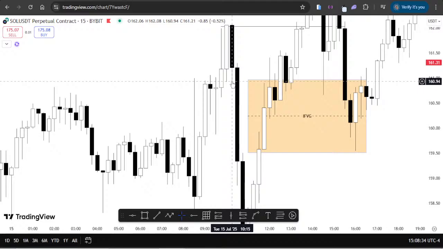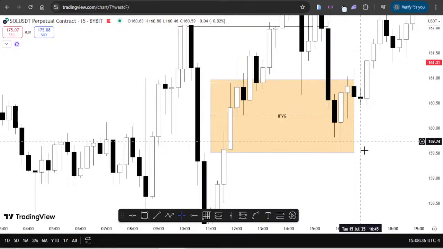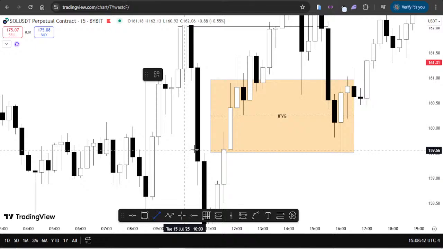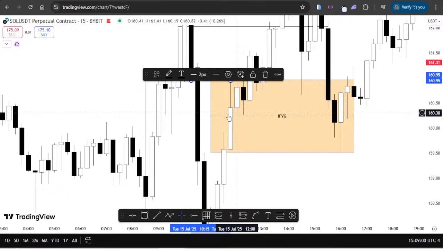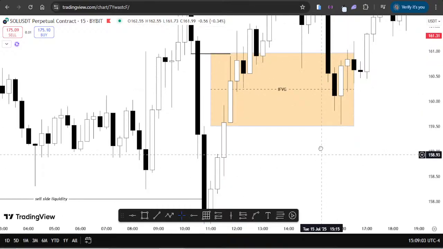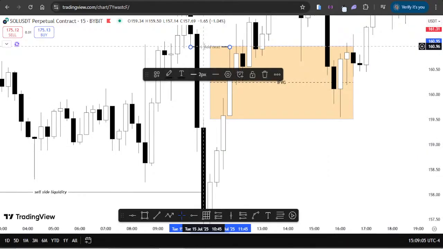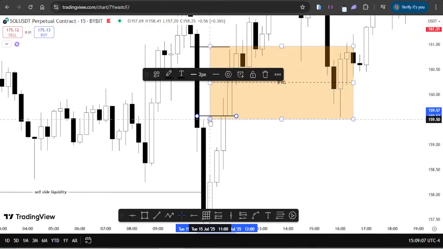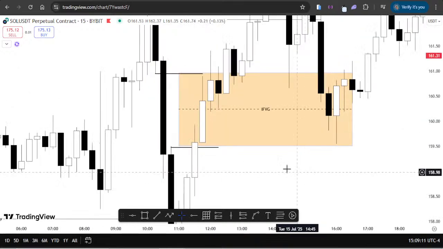For the sake of reference, because I don't know who might be watching, I better not assume that everybody knows what a fair value gap is already. So let me just do my due diligence. The low of this candle, I'll increase it. Control, click and drag will duplicate it automatically.